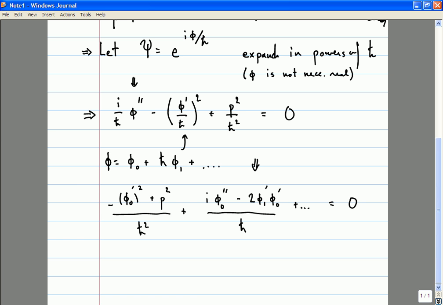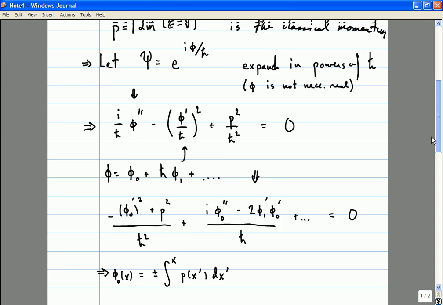So from this equation, you see that phi naught prime squared is equal to p squared, or phi naught prime is equal to plus or minus p, or solving that equation implicitly, phi naught is the integral of p with respect to x. Here, let me write explicitly the dependence on x.